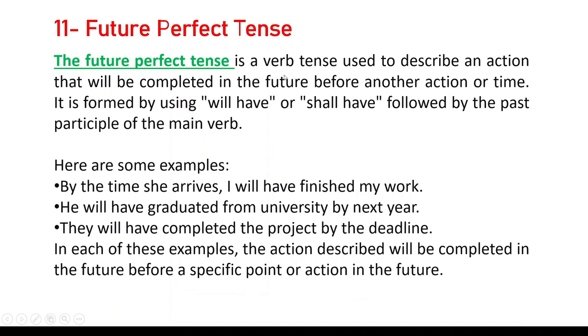11. Future perfect tense. The future perfect tense is a verb tense used to describe an action that will be completed in the future before another action or time. It is formed by using will have or shall have, followed by the past participle of the main verb. Here are some examples. By the time she arrives, I will have finished my work. He will have graduated from university by next year. They will have completed the project by the deadline. In each of these examples, the action described will be completed in the future before a specific point or action in the future.